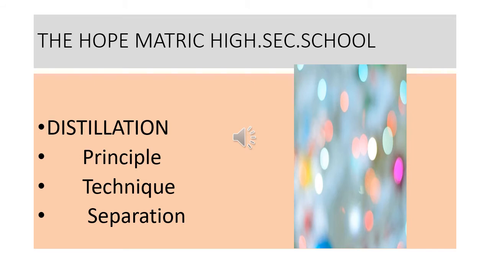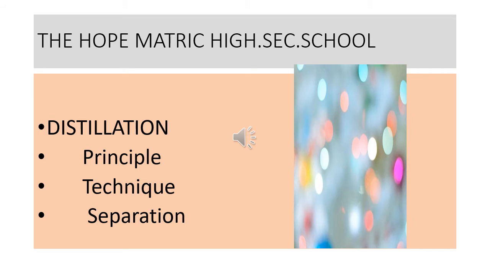Here, distillation is used to separate a mixture of a soluble solid from a liquid component. For example, the soluble solid is sodium chloride, and the liquid component is water. Now we have to separate these two in the mixture. Sodium chloride, that means salt, and water. We have to separate the salt from water. We separate them by using the distillation method. Okay, we will see that.